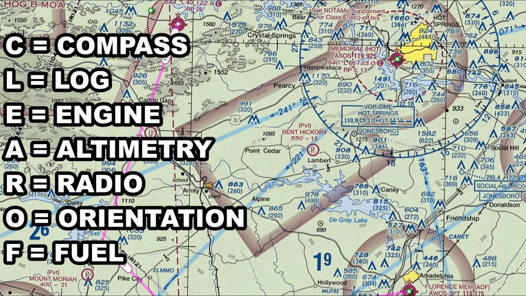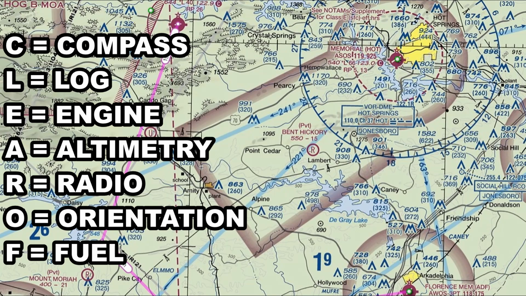Clear-off stands for compass, log, engine, altimeter, radio, orientation and fuel. For the compass, we'll make sure that the aircraft's directional gyro is still aligned with the aircraft's compass, so that the heading we're flying is actually referenced to magnetic north. For the log, we'll make sure that we fill down our times in the flight log. For our engine, we're checking that the engine's temperatures and pressures are still within limits and that the engine is running normally. Also, in relevant conditions, we'll check for any carburetor icing.